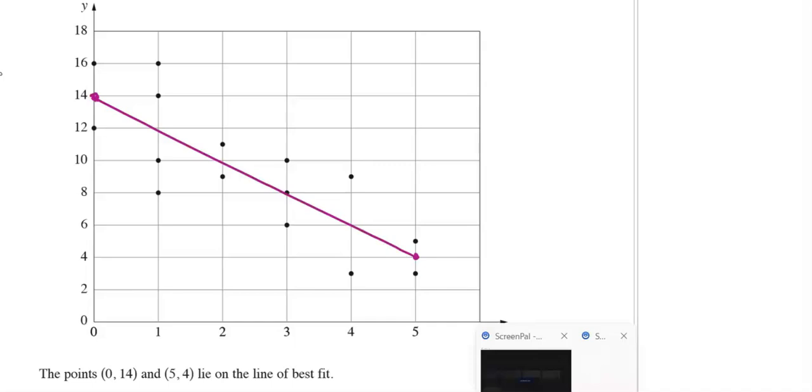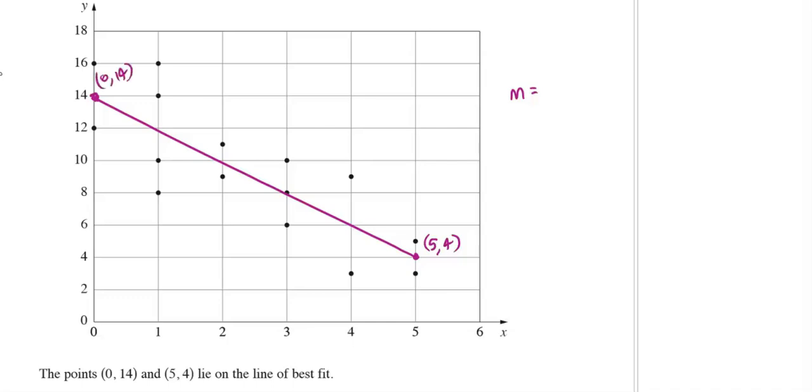I'm going to use m equals rise over run. I know that this is the point 5, 4. I know that this is the point 0, 14. I notice that that line is falling, so I'm going to expect to have a negative slope. 4 minus 14 over 5 minus 0 equals minus 10 on 5 equals minus 2.